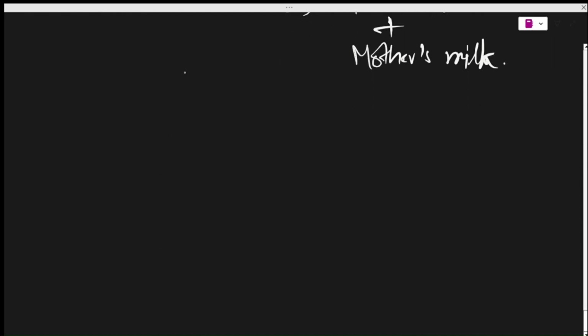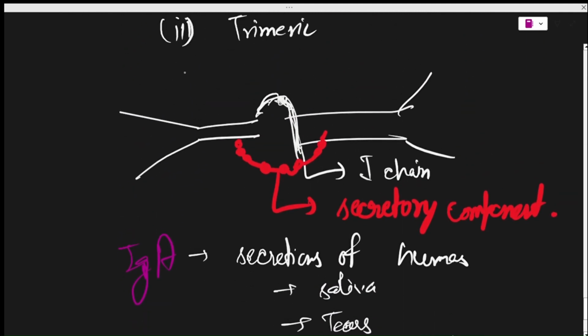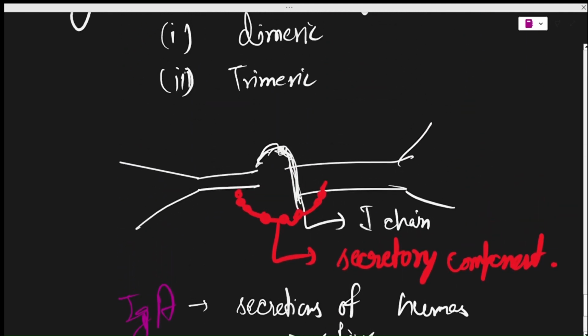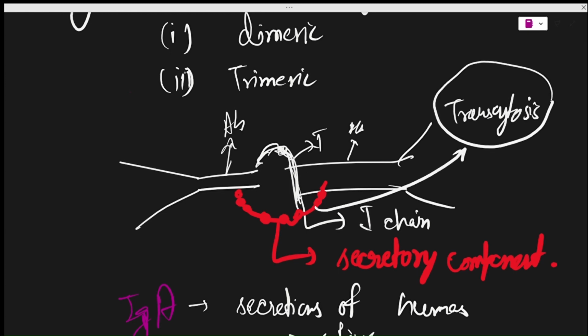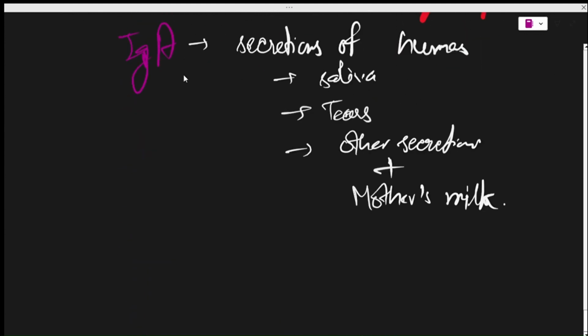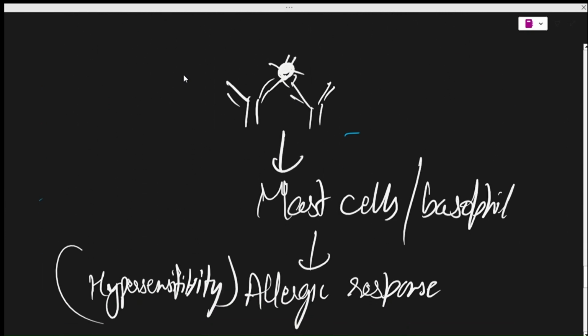Okay, so what happens is, basically this antibody IgA is normally only a J chain and these two antibodies connected to each other. So there is a process called transcytosis. Okay, while this transcytosis happens, this secretory component also joins these antibodies, and this is the characteristic feature of the IgA antibody only. This secretory component cannot be found in other antibodies.